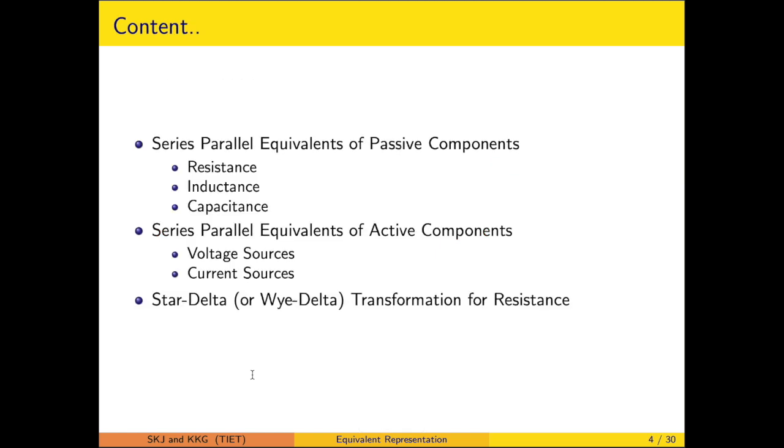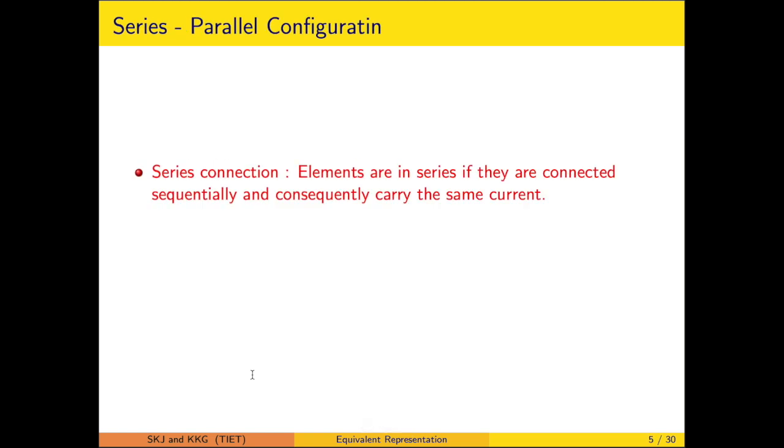We will be going for the equivalent representation, where the series parallel combination of passive components will be discussed. Then we will also be discussing the series parallel equivalents of the active components, which includes the voltage sources and the current source. Third and the last, we will be discussing the star delta, or normally called Y delta transformation for resistance. This is expected to be covered in this lecture with some support of numerical examples.